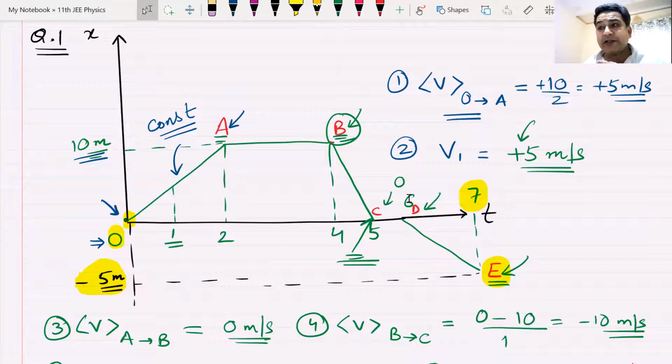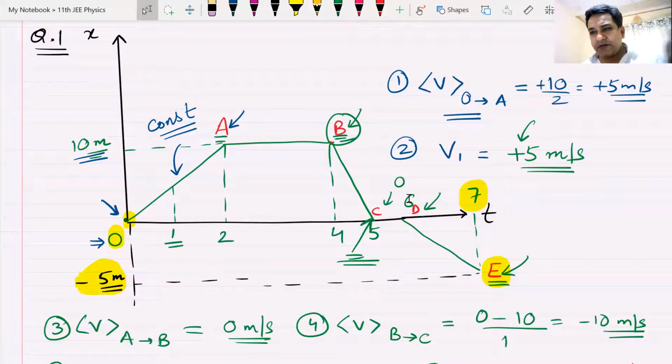Let me have a quick recap. We are done with position time graph and distance time graph. As you can see, hardly any question comes on distance time graph. The slope of position time graph gives us velocity. It can be positive or negative because it is the direction.